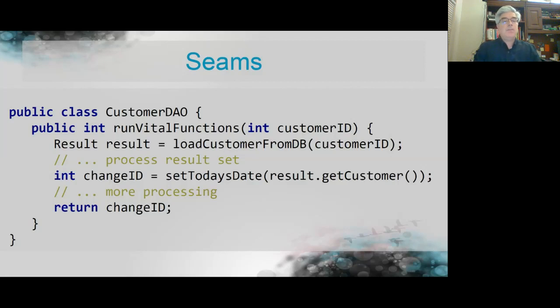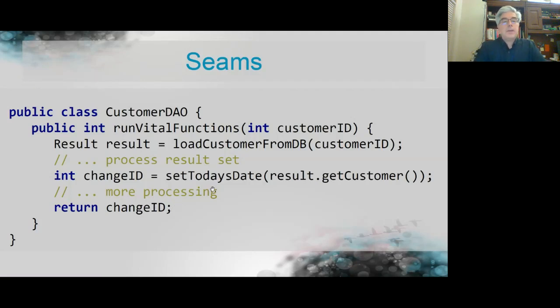This is a very contrived example. What we have here is a customer data access object, and it runs vital functions for this data access object. We pass in a customer ID, and it will load the customer from the database. Based on that customer ID, we get a result back from the database. We process that result set. It's very complex, so I've left it out here. Then we set today's date based on that customer data that we get out of the result set, and we get a change ID back from that.